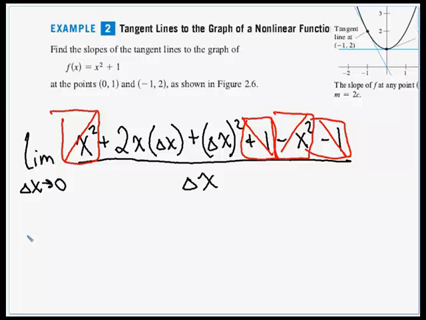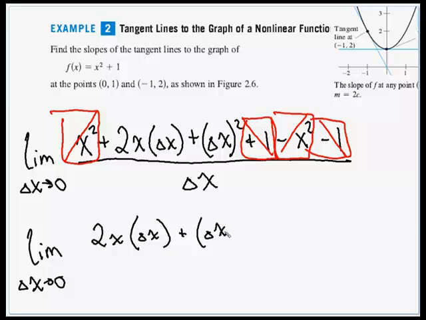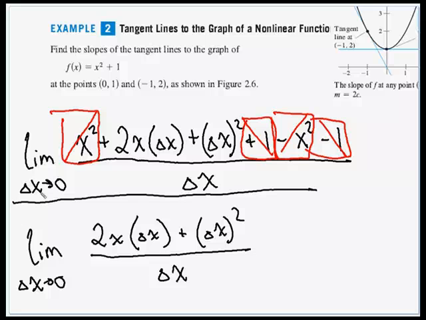And once we get to this point, once you FOIL things out and simplify as much as possible, every term in the numerator should have a delta x. And that's exactly what we have here. We're left with this first term is 2x times delta x plus delta x squared, and our denominator is simply delta x. Before, up here, we couldn't let delta x approach 0 because we would divide by 0. Now we're going to be able to cancel this delta x in the denominator out.